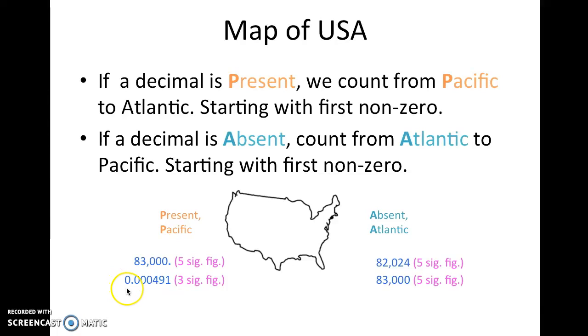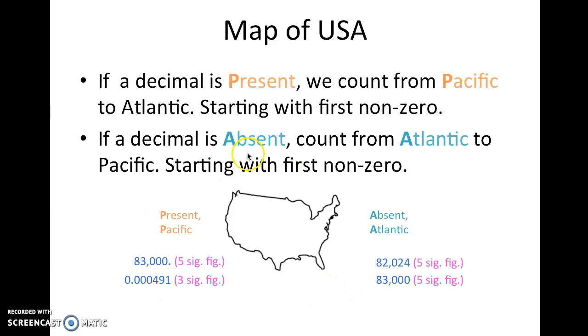And then in this second case, again, we have a decimal place in this number. So again, I'm going to start from the Pacific side, but I need to always start counting from the first non-zero digit. The numbers that I see first are all zeros. I'm not going to count those, but I'm going to count starting at the 4, and then I'm counting again from Pacific to Atlantic. So 1, 2, 3.